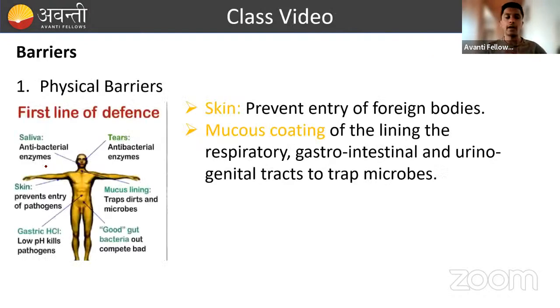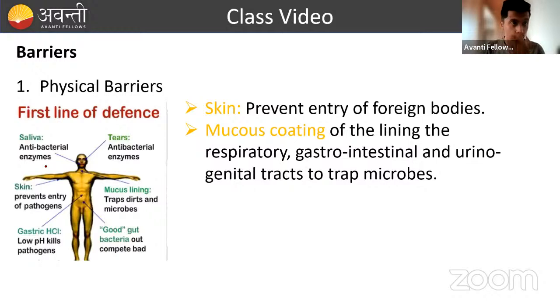So we will just try to revise from where we left off yesterday. Yesterday, we were talking about immunity. We divided immunity into two types. One is innate immunity, and the other one is acquired immunity, correct?